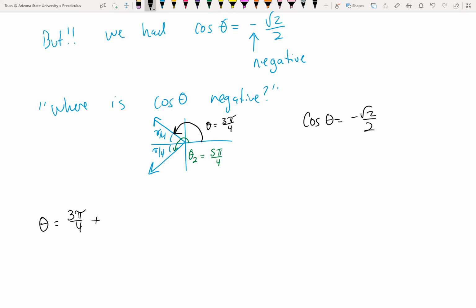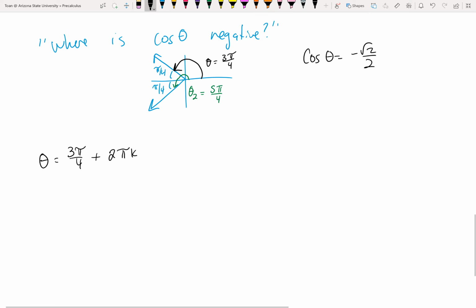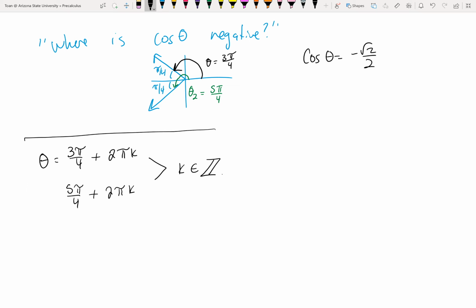So mathematically, we write that as plus 2 pi k. I can also start at 5 pi fourths plus and go around in a full circle plus 2 pi k. In either case, k is an integer. You have to declare what k is or else the reader will not know. So this is the general solution.